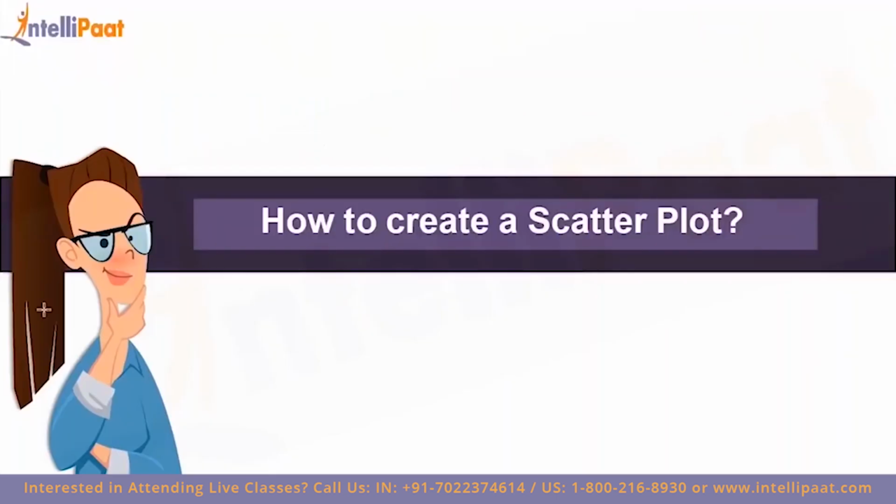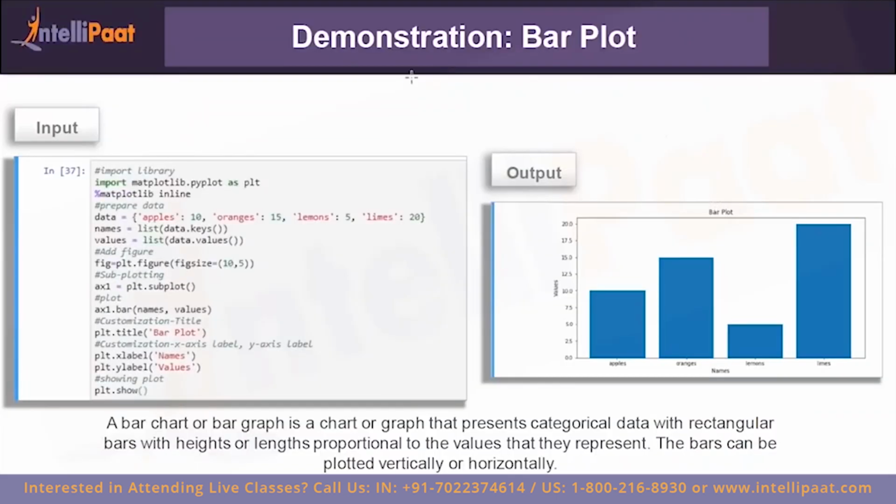Before that, I will just quickly go through these points. I have told you, but still, see here, where is bar plot used? A bar chart or graph presents categorical data with rectangular bars with heights or lengths proportional to the values they represent. The bars can be plotted vertically or horizontally. So what is categorical data? When you have some categories defined, like apple, oranges and all those kinds of things, related to their counts or their price, these types of data are called categorical data. So then we use bar plot.